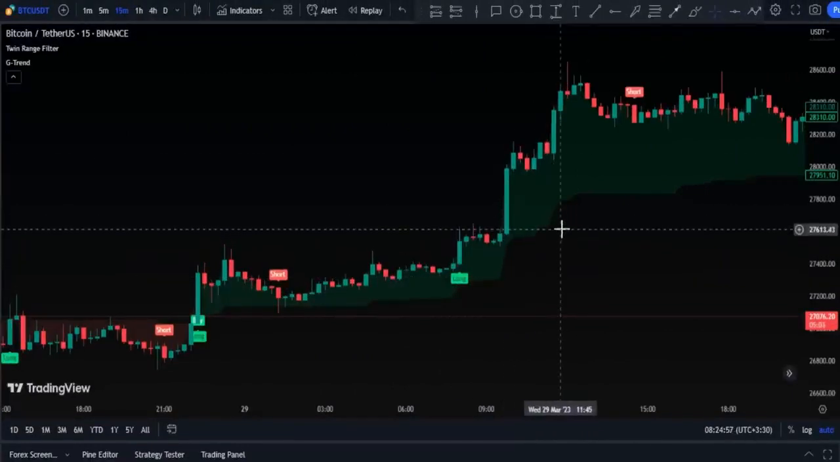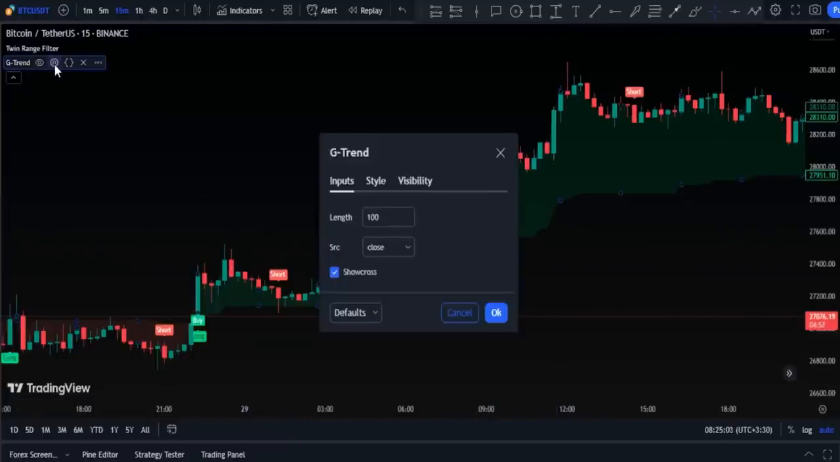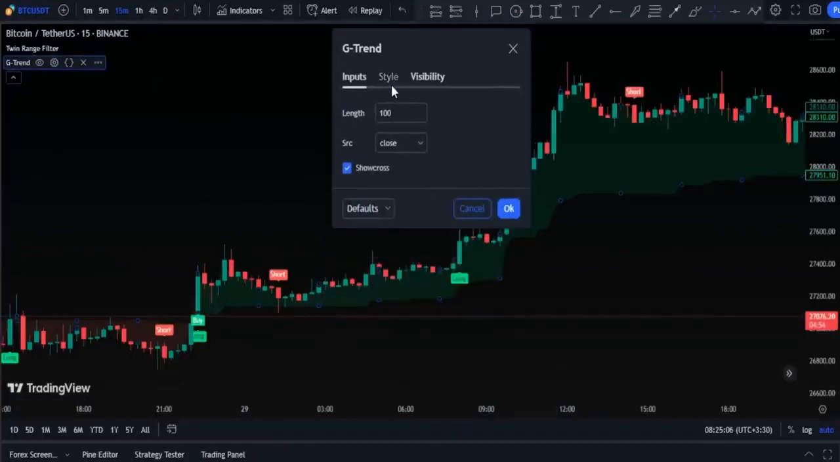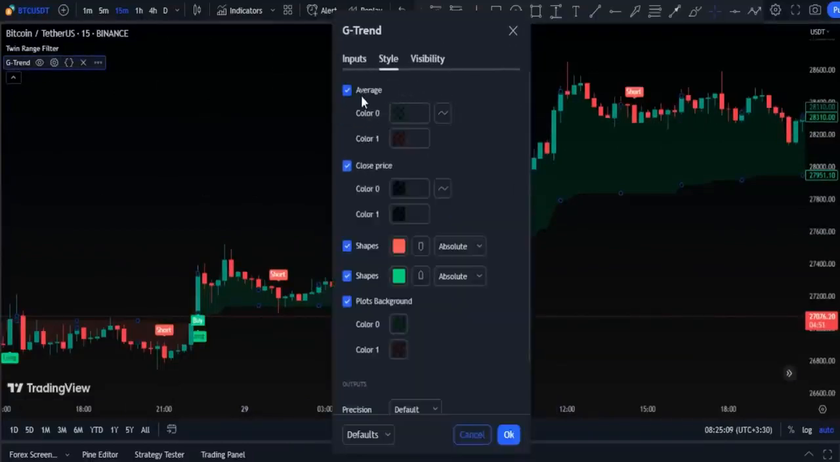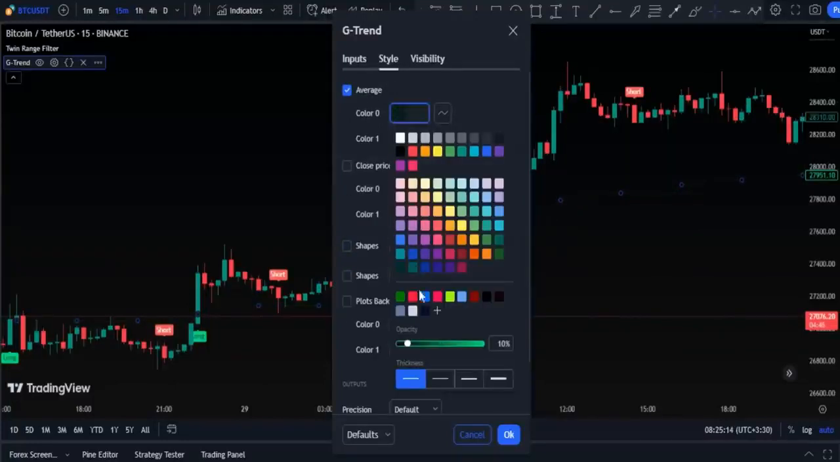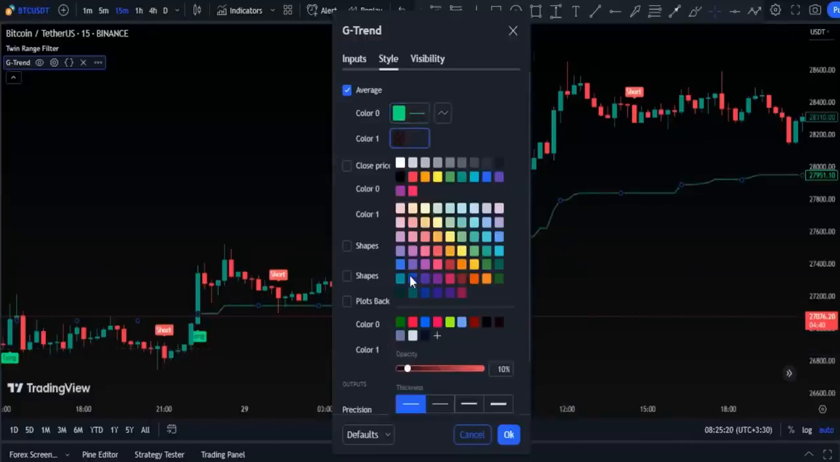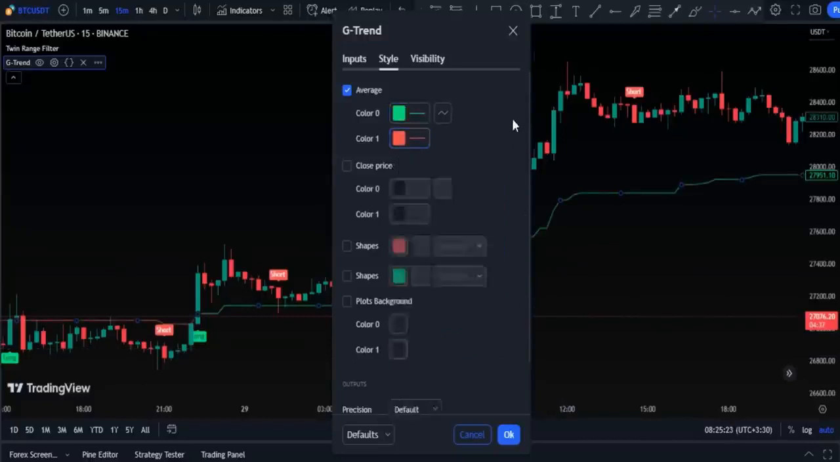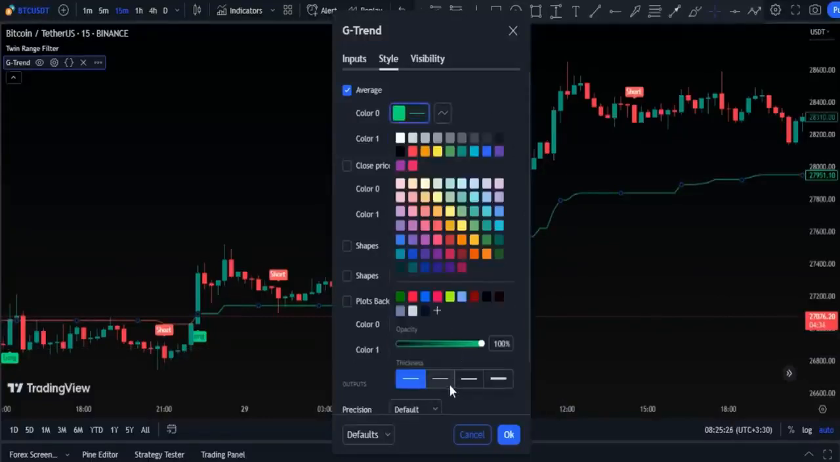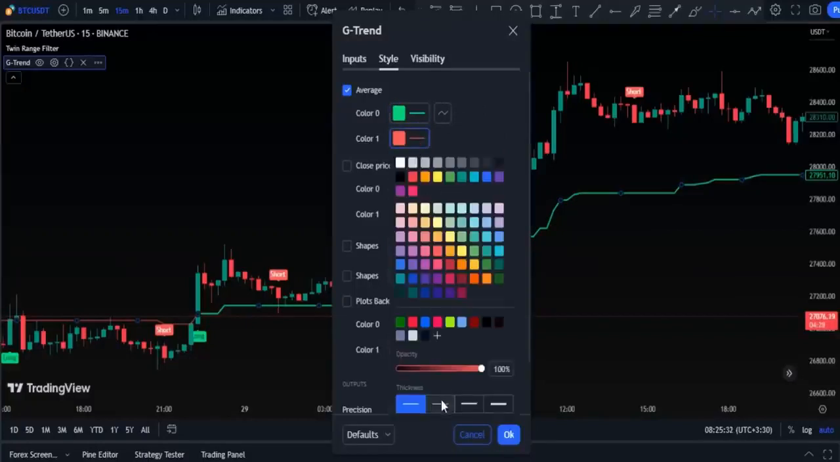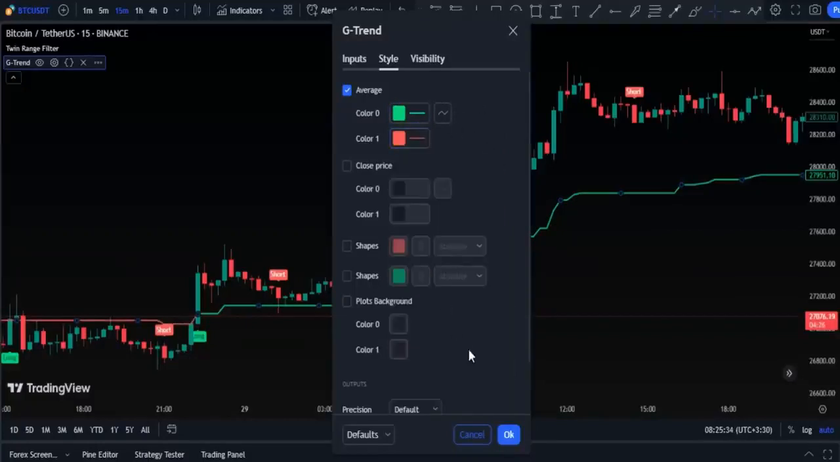But we could improve the indicator's visuals. To do that, we open G-Trend settings, then we open the Style tab. In the Style tab, we'll disable all the options except the average option. Then we change the opacity of color 0 to 100%, and also we set the opacity of color 1 to 100% too. You could also increase the thickness of both color options as well to make it more visible. Now we can close the tab.